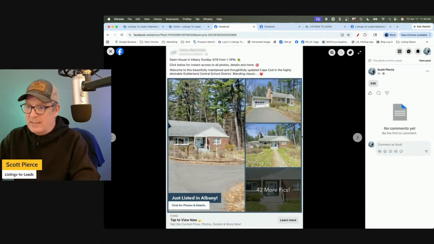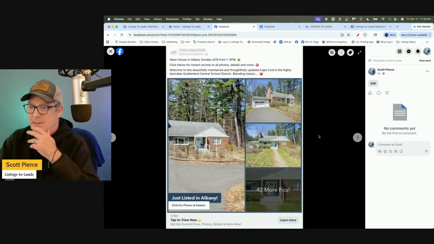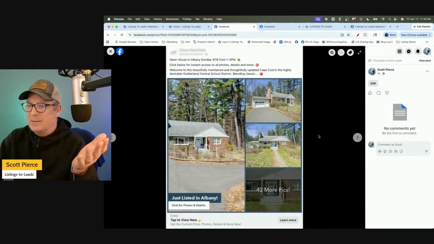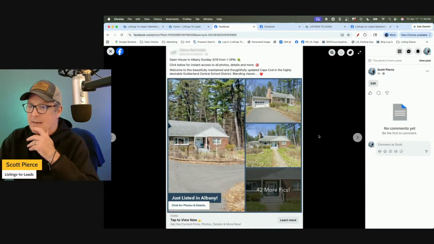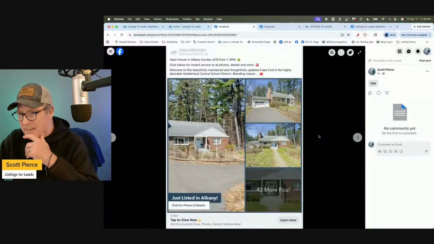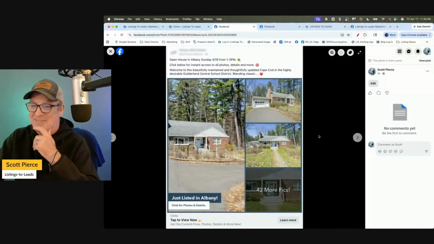So 23 leads. This ad is live right now. You can see there's the open house this weekend. So this is a brand new ad. It's a Cape Cod style. It doesn't really look updated. Maybe I'm just missing something, but whatever.